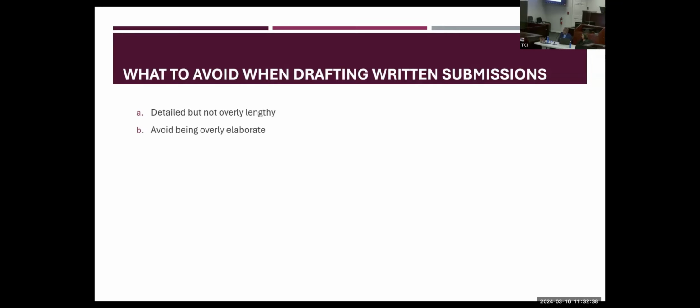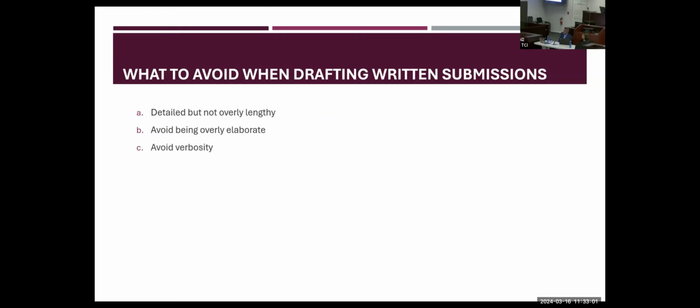Walking hand in hand with that, there's no need to be over elaborate. There's no need to keep repeating a point over and over again. The judges get it from the first time. And if they don't, when they go back to the comfort of their chambers and review the skeleton submissions, they will get it. So there's no need to keep repeating or to be over elaborate.